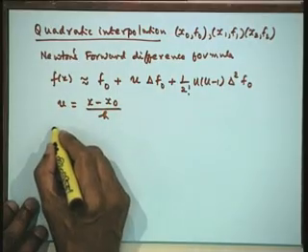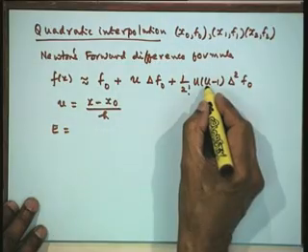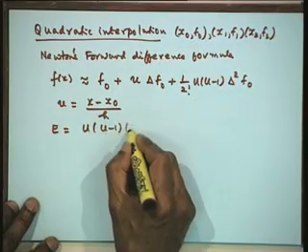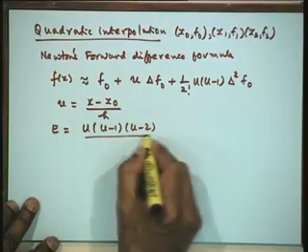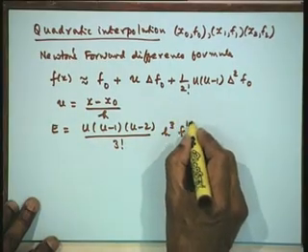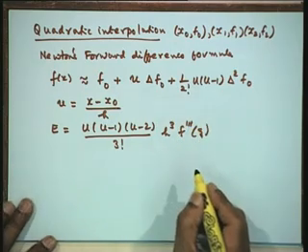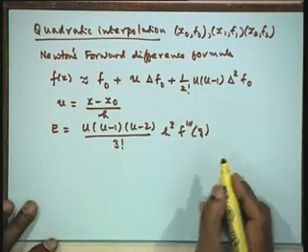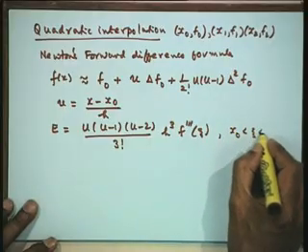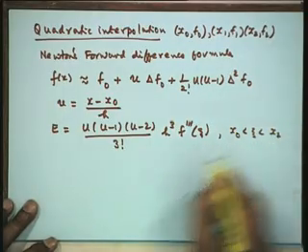and the error expression for this is the next binomial coefficient, that is u into u minus 1 into u minus 2 divided by factorial 3 h cubed f triple dash of xi, with xi lying between the first and the last points, x naught less than xi less than x2.